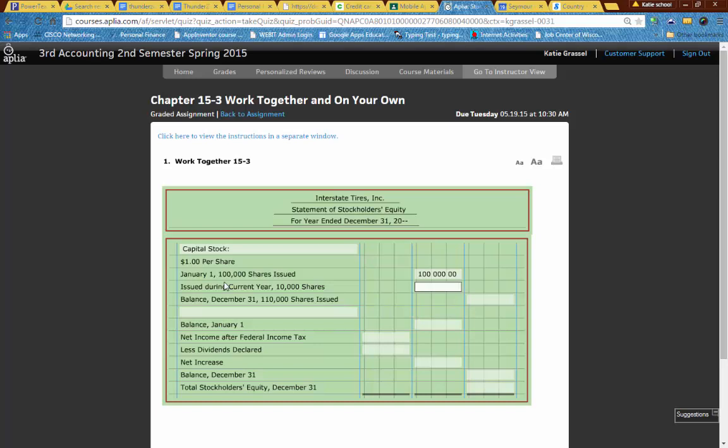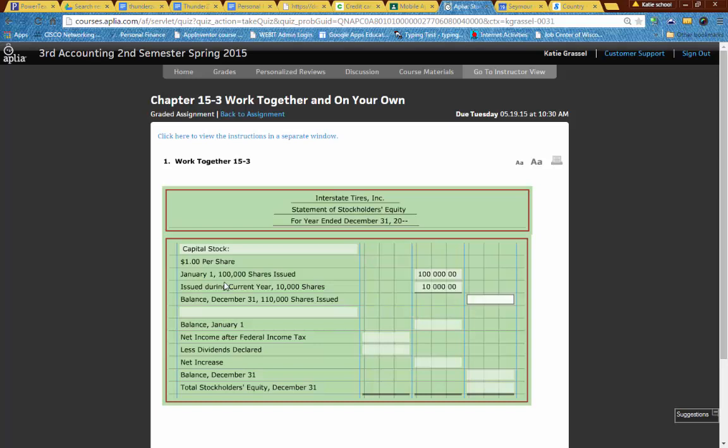Now, how many were issued during the year? 10,000. Now, to calculate that number, we do not just take 10,000 and put it here. What do I have to do? Multiply it by its per share value, but it is $1, so it actually is that number, but it's not always just transferring that number over. Does that make sense? You always have to multiply it by the per share value. So that's going to be 10,000.